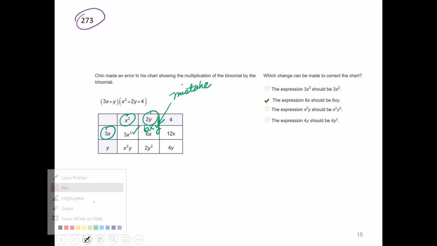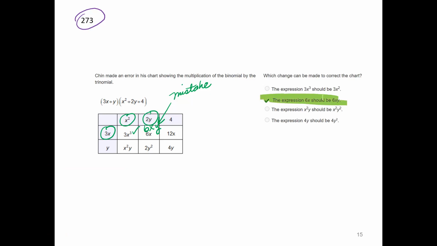So if you look at this, you guys, B as in boy, the expression 6x should be 6xy. That was pretty easy. Boom. That was a mistake right there. If there's an x and a y, you got to include both x and y.